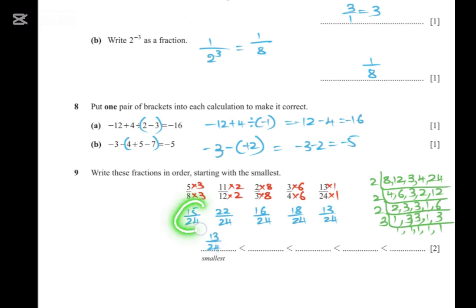Next smallest is 15 by 24. The original fraction in the question is 5 by 8. Then the next one is 16 by 24. The original fraction of 16 by 24 is 2 by 3. The next one is 18 by 24, which is 3 by 4. And the next one is 22 by 24, which is 11 by 12. So this is the order.